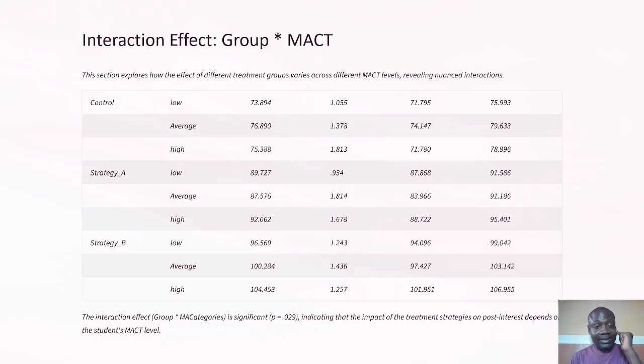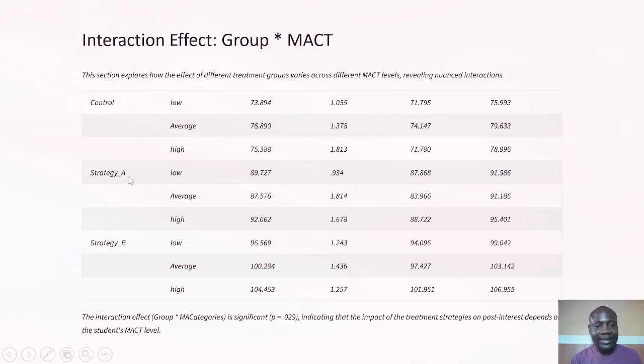So look at it. This is telling us that in the control group, we have students with low mental ability, we have those with average, we have those with high. And in the control group, in that class, students with average mental ability, they had the highest interest. This is 76.89. And the next is the high, and the lowest is the low.